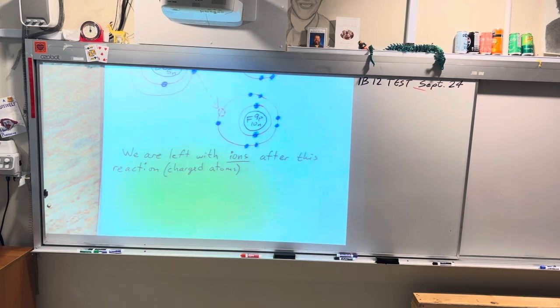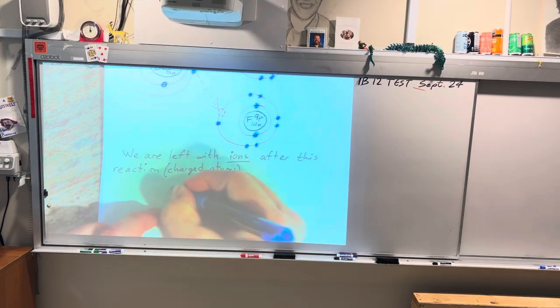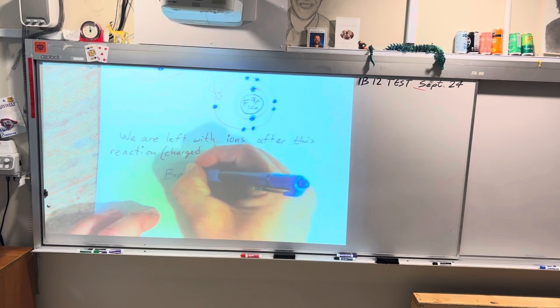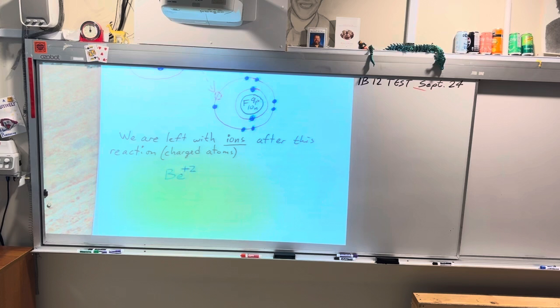Let's name them. So what would the beryllium atom have now? Beryllium would be +2 or -2? +2. Yeah, because it lost 2 electrons, right? Are electrons positive or negative? Negative. So if it loses 2 electrons, you're going to have 2 more protons than electrons. So you've got 4 protons and only 2 electrons, so you're +2.